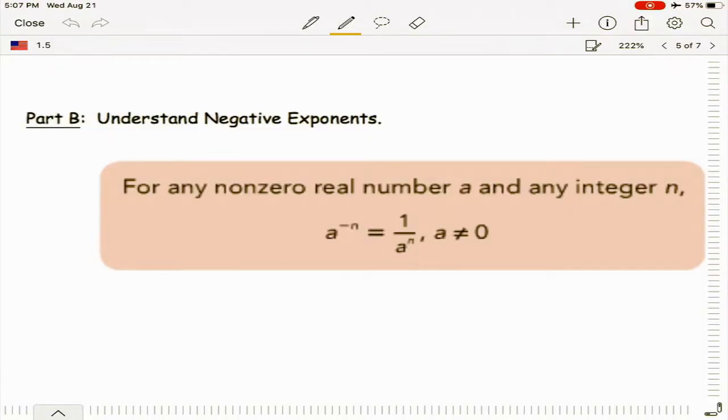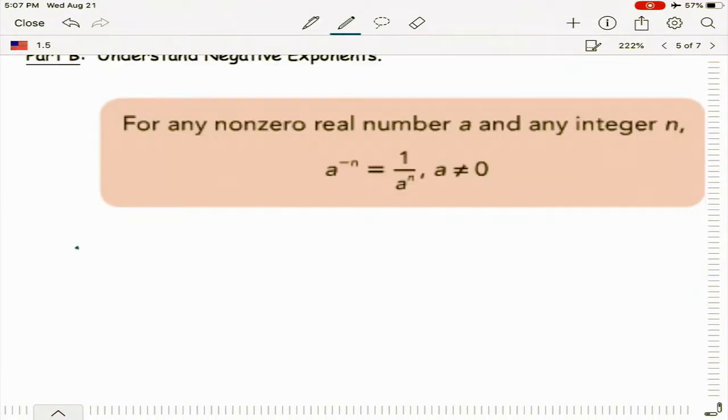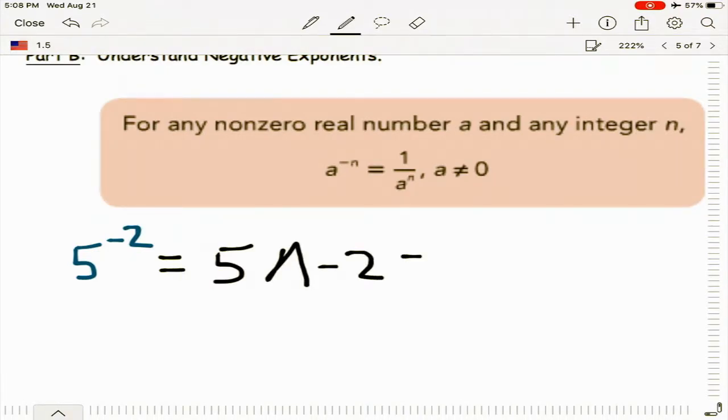Okay, part B. For any non-zero real number a, and any integer n. Let's just say it was 5 to the negative 2 power. A lot of times I get, the answer is negative 25. Yeah, you're wrong. So the first thing I want to have you do is, with the calculator, get the answer. So you're going to do 5, caret, negative 2, and plug that in. 0.04.